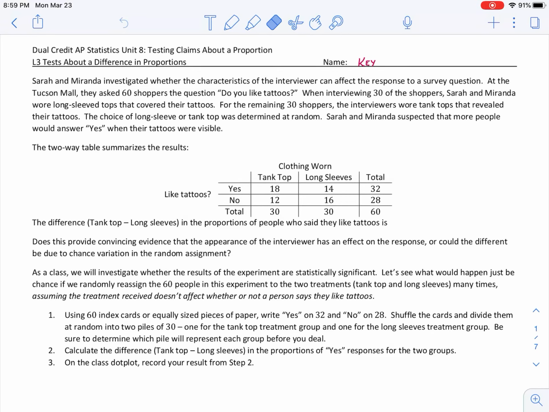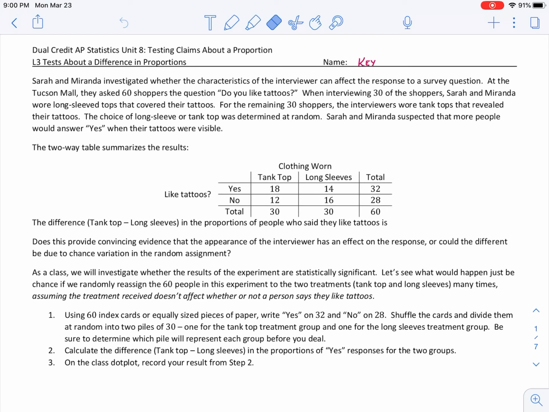Our last lesson was about confidence intervals. Now we're looking at significance tests for proportions, specifically tests about the difference in proportions. It starts out with an example about two people investigating whether the characteristics of the interviewer can affect the response to a survey question. At a mall, they asked 60 shoppers the question, do you like tattoos?